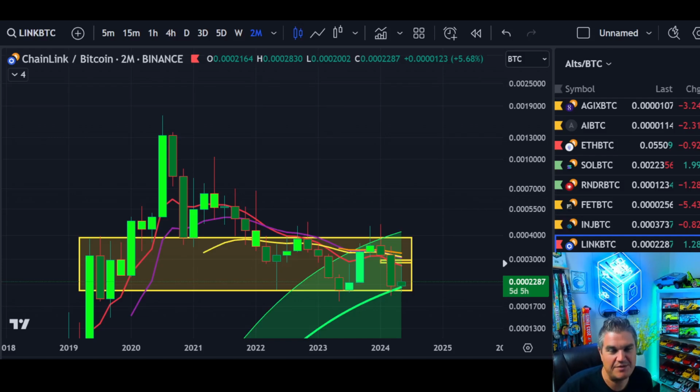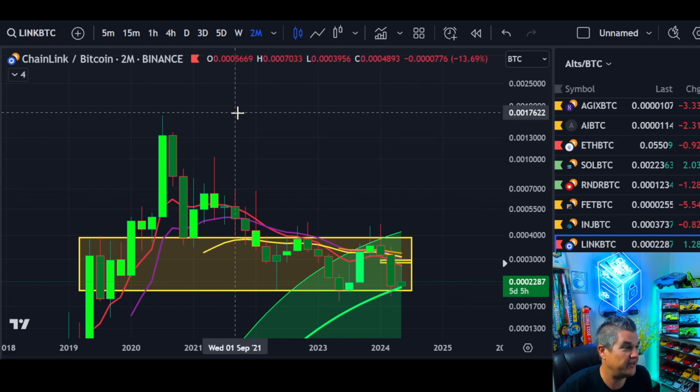Chainlink update across the board today, starting off with Link BTC. And not only that, but we're going to start off way zoomed out on maybe a chart you've never even looked at before. The Link Bitcoin chart on the 2-month time frame with the Gaussian channel. Why are we doing that? I'm glad you asked. Let's get right into it.